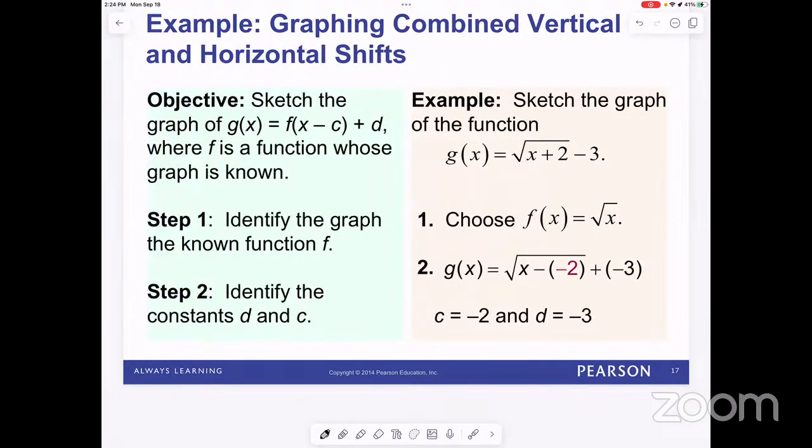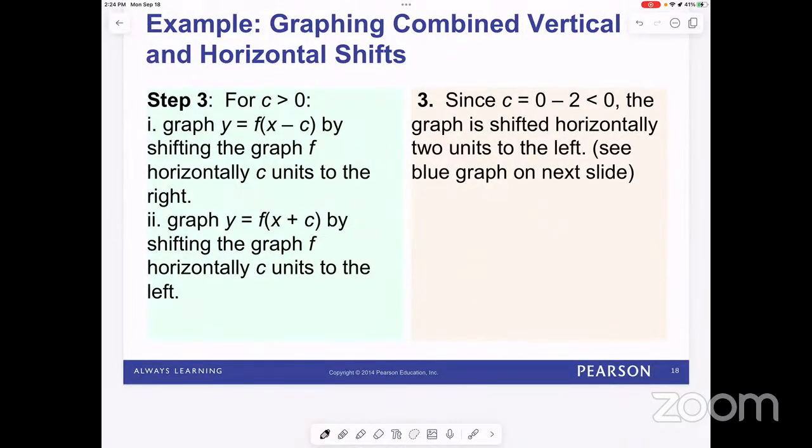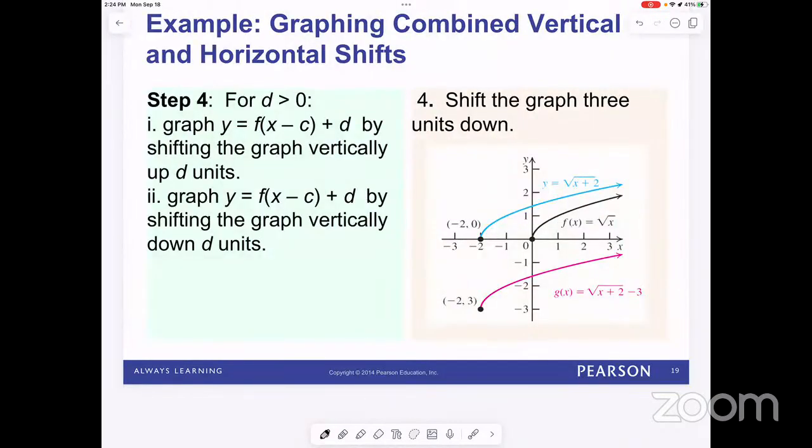Let me see it here. So you can see the square root function at the origin, and then when they say the +2 on the inside, that moves it left by 2 units, and then they go down 3 units, and the red is our final graph.